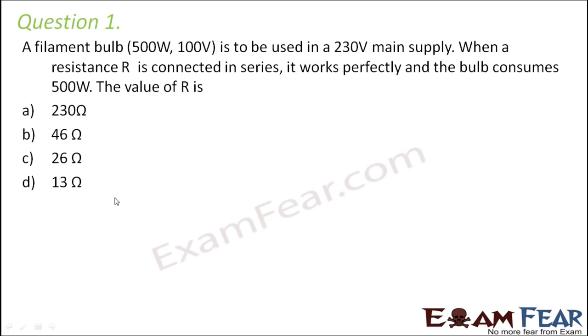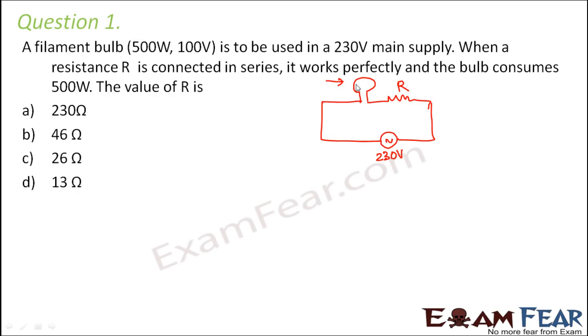Okay, so let us first understand the circuit. You basically have a circuit where you have a bulb, and you also have a 230 volt main supply, somewhat like this. So this is your 230 volts main supply. And there is also a resistance R which is connected in series like this. So this is your resistance R. Now we have to calculate the value of this resistance R, and we also know a few details about the bulb.